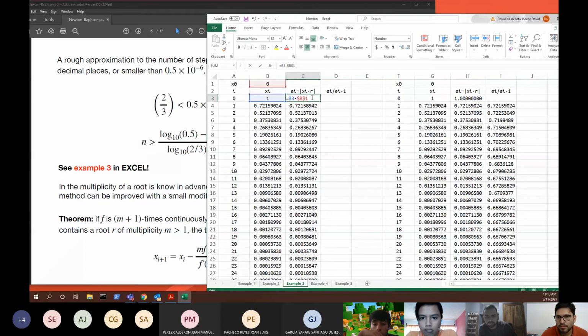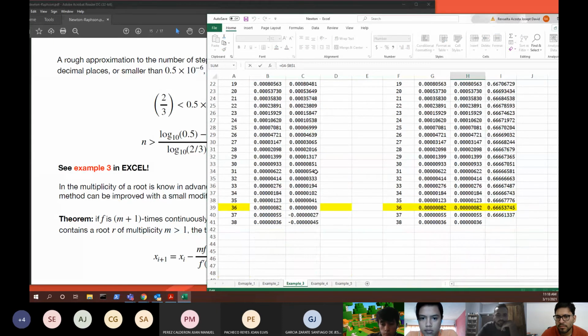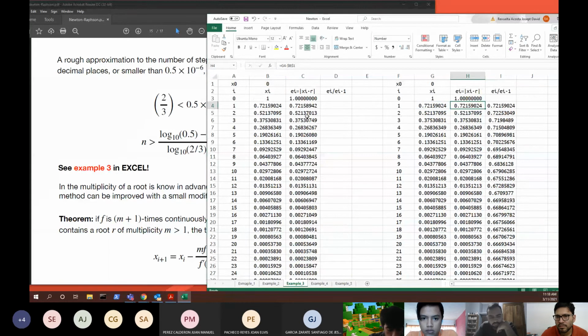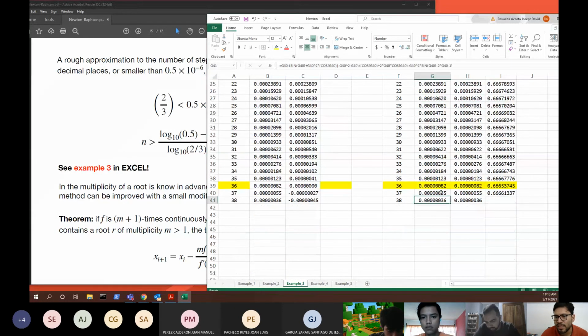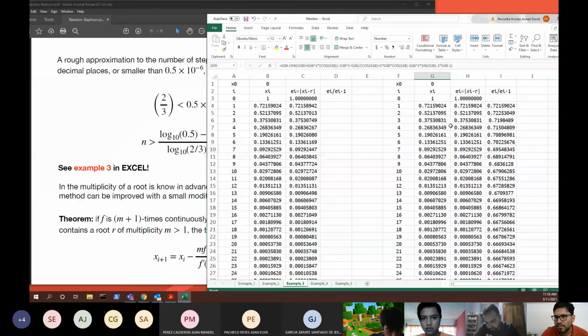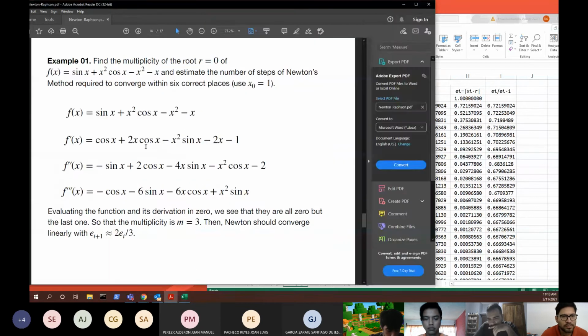hold on, B39. Well, yeah, it's the same thing, so it doesn't matter. So they're just assuming that this value is going to be equal to 0, because we know that the value is the root of this one.